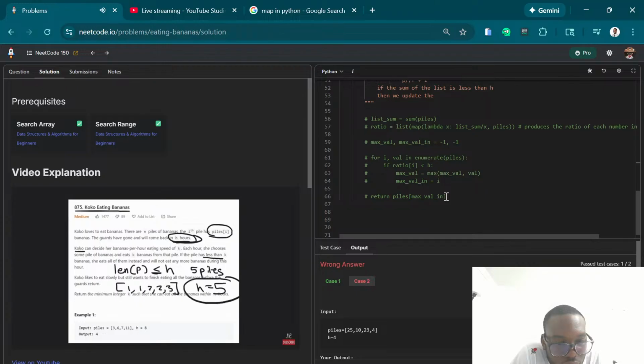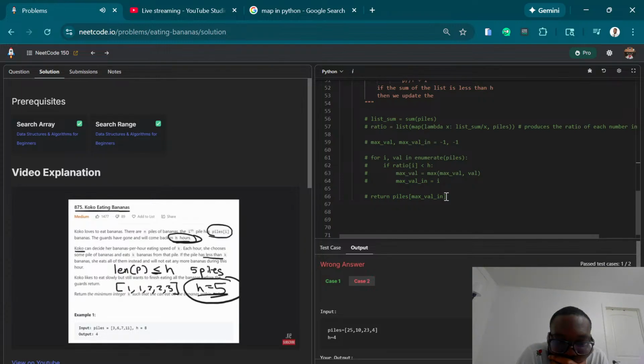And the last important thing that they tell us in the problem is we want to determine that eating speed k that Coco is going to eat at. We want to know the minimum integer k, the minimum eating speed of Coco, that she could eat all of the piles in exactly 5 hours, or exactly whatever that number of hours happens to be.